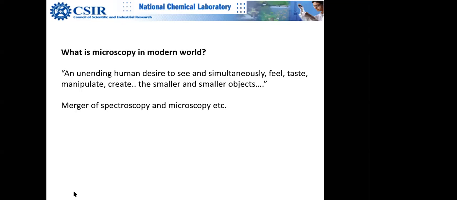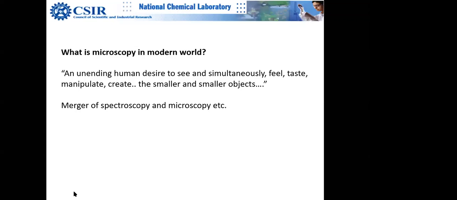Scanning near field optical microscopy: with normal optical microscopy, you cannot image objects which are less than half of the wavelength of visible light. If you talk about the visible range, that comes to something around 250 nanometers. So that's a problem with far field optical microscopy. But when you use near field optical microscopy, things are much better. So you can combine all these things actually.